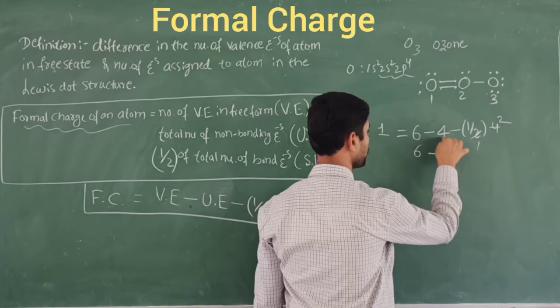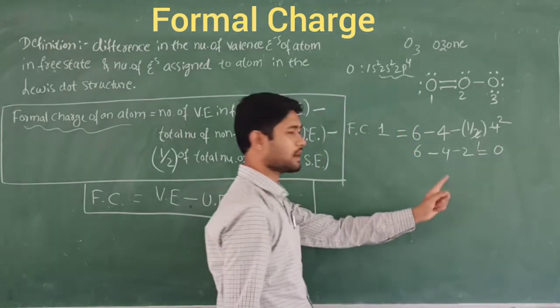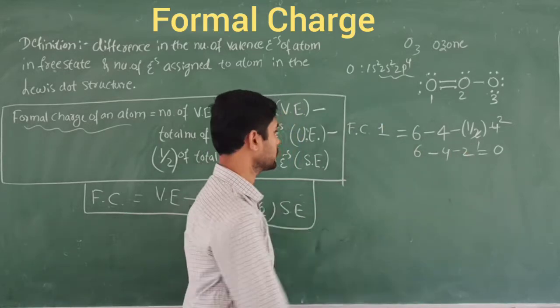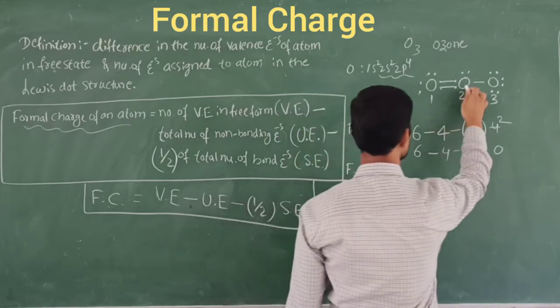6 minus 4 minus 2. What will be there? 0. So the charge of the first oxygen is 0, right? Next, the formal charge for the second oxygen. Same, this you should consider.